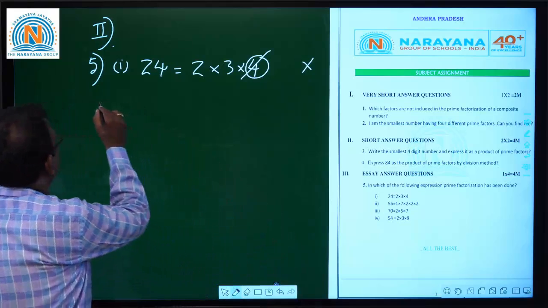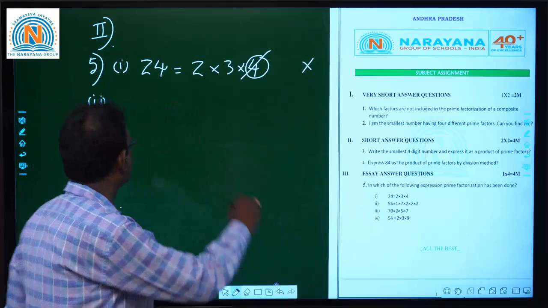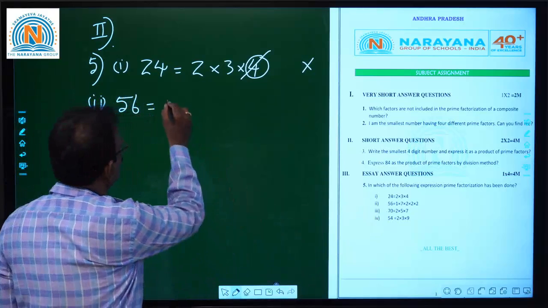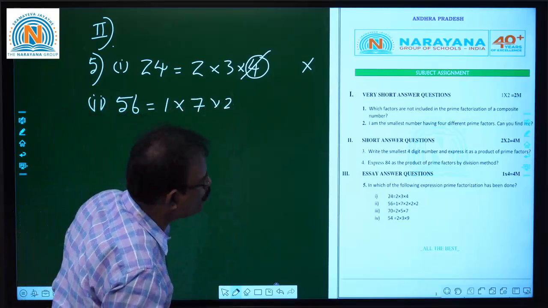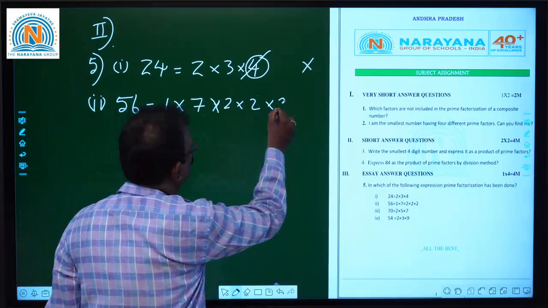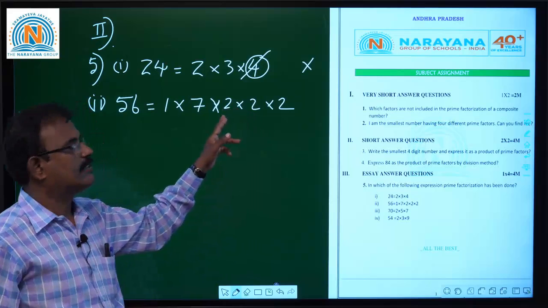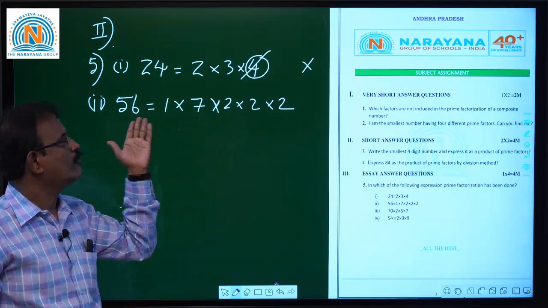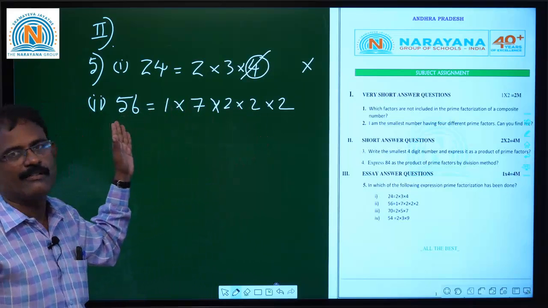And come back to the second one. What is the second one? 56. 56 is equal to 1 into 7 into 2 into 2 into 2. So 2 2s are 4, 4 2s are 8, 8 7s are 56, 56 1s are 56. If you observe the product, it is equal to LHS, nothing but the given number.